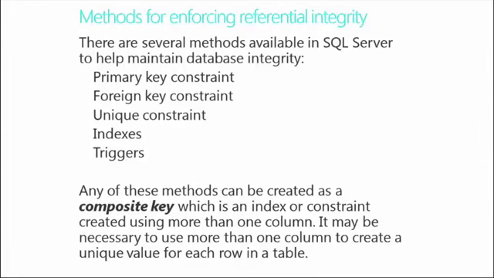All right. So methods for enforcing referential integrity. We just introduced primary key, foreign key, unique constraint, indexes, and triggers. We haven't talked about composite keys yet. Here's the idea of a composite key. So I may have a column.